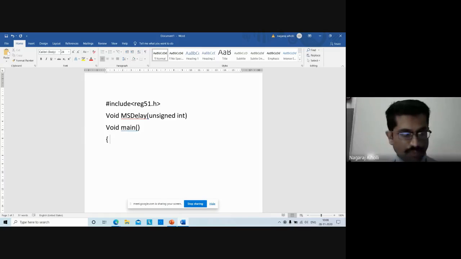Next we have to use the values for the ports. P0 is equal to 0x55. Then the other port they have mentioned, P2, is equal to 0x55.